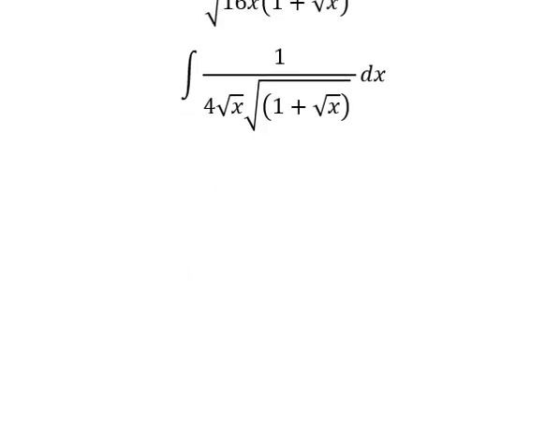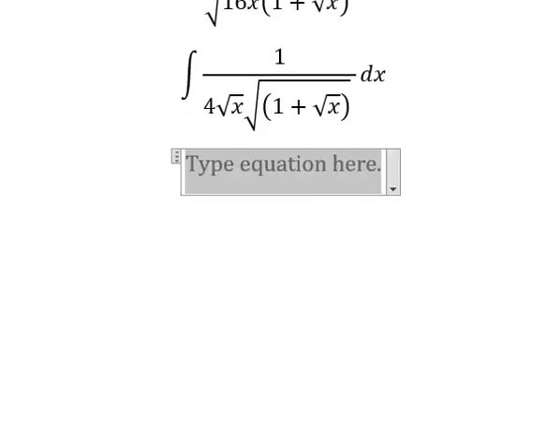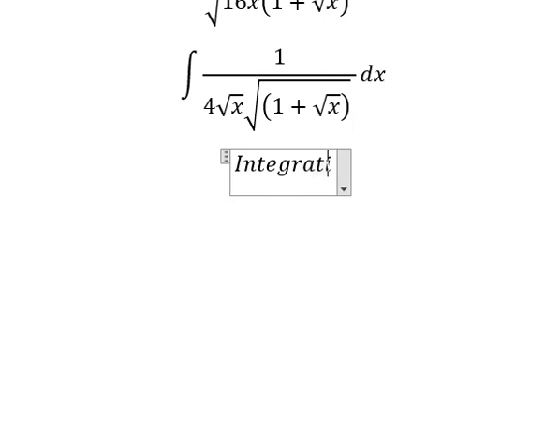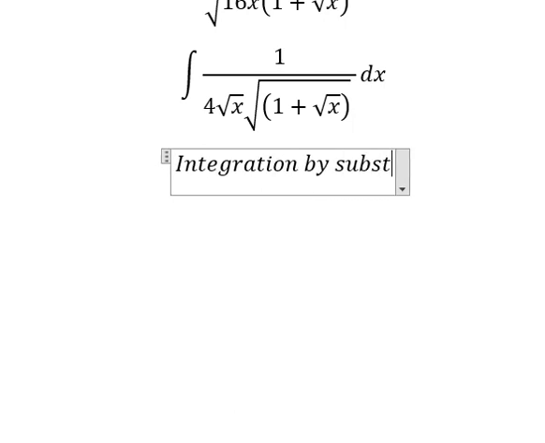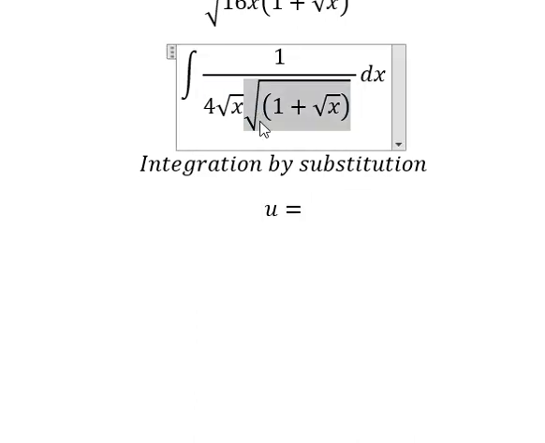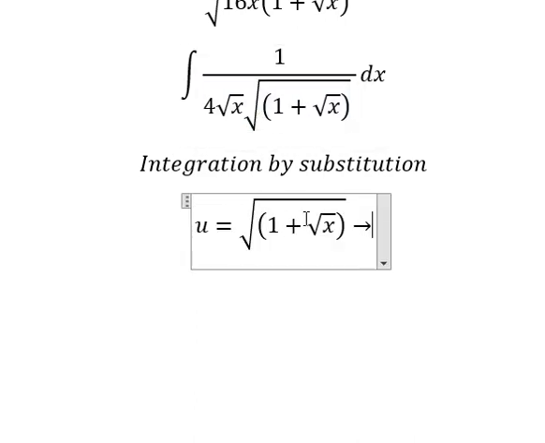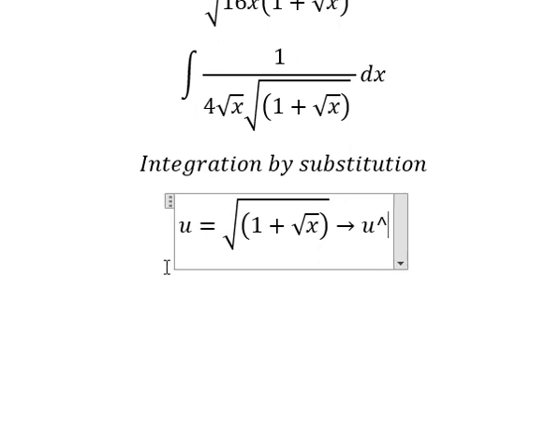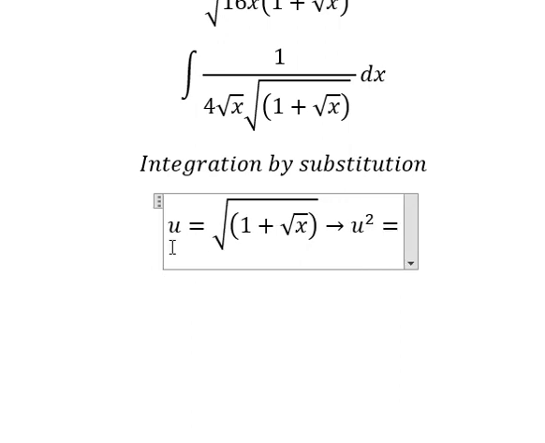Next, we can use integration by substitution. So I will put u equals to this one. After that, we square both sides to cancel the square root.